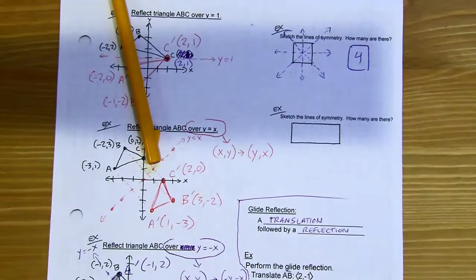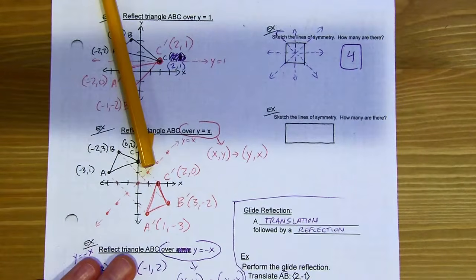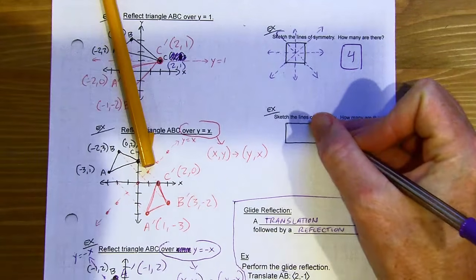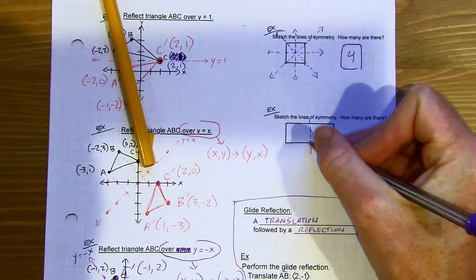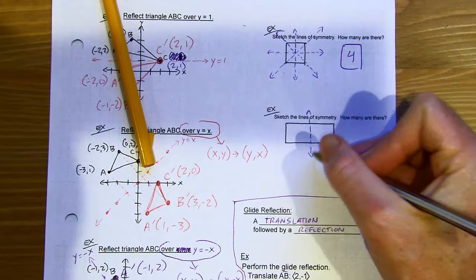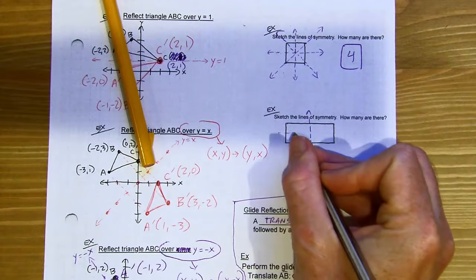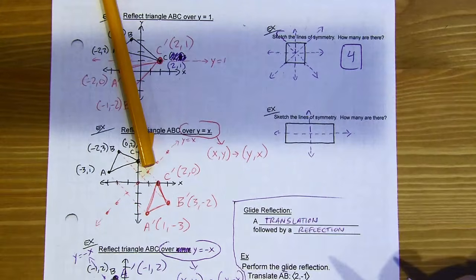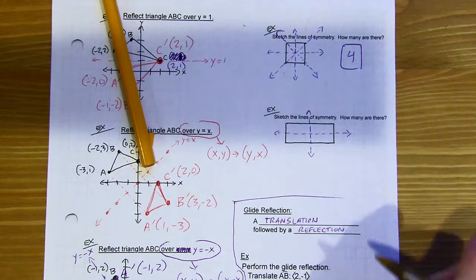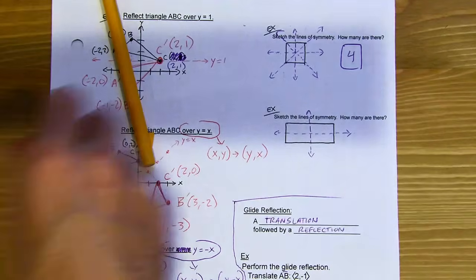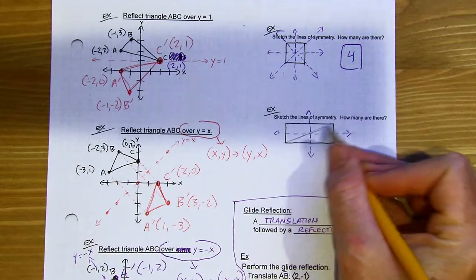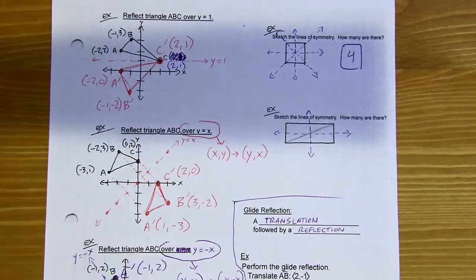Okay? So let's look at this next figure, which is meant to be a rectangle. Okay? So just like with the square, we could fold it right down the middle, like so, with a vertical line. We could also fold it like so. So I've got 2 lines of symmetry right there. Some people will try to fold this on the diagonals. It's not going to work though. Okay, so I'm going to show you why that diagonal does not work.